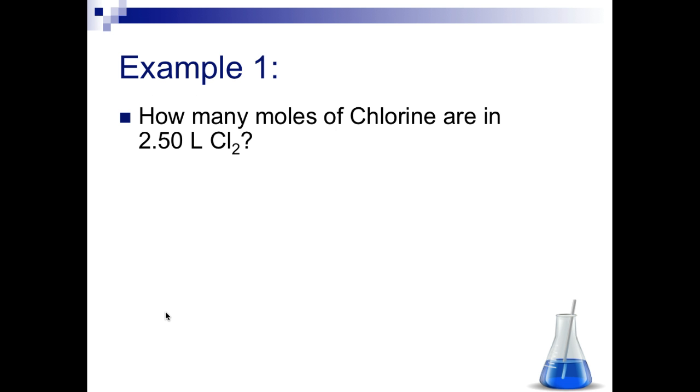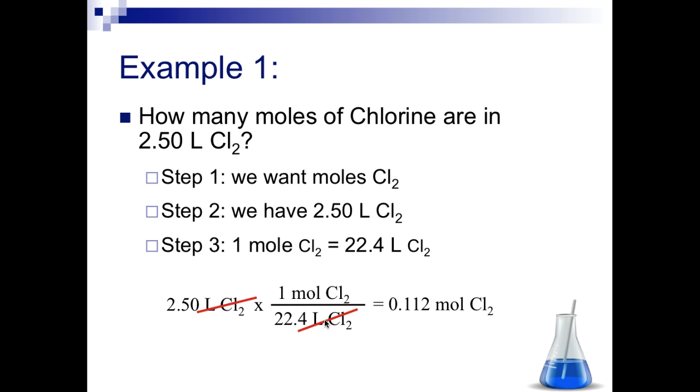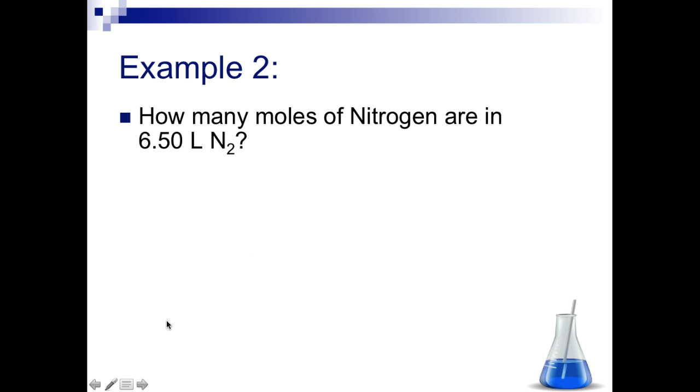So how many moles of chlorine are in 2.5 liters of chlorine gas? We want moles, we're given liters. We know that 1 mole contains 22.4 liters, so we're going to set it up. And this time liters is going to go on the bottom instead of on the top because we want liters to cancel. And then we're going to end up with 0.112 moles of chlorine gas. This has 3 sig figs because 2.50 has 3 sig figs.